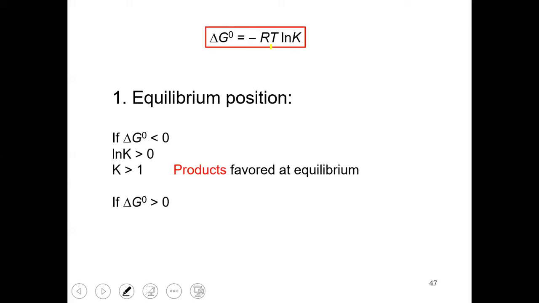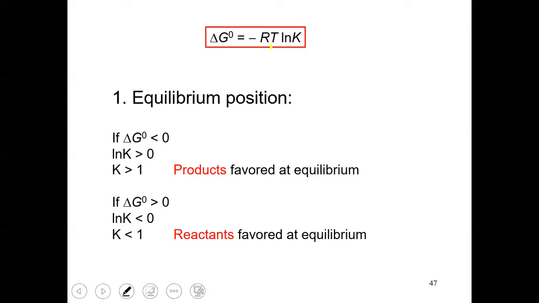Now, let's say that the standard free energy change is positive. Again, remember, that doesn't mean that under the conditions we're looking at, the overall process has to be non-spontaneous. This is in the standard states. If this is positive, then something has to offset that negative sign on the right side. That means that log of K has to be negative, so you have a double negative here. For the log of something to be negative, that something has to be less than 1. And of course, a small equilibrium constant indicates that the reactants are favored at equilibrium.